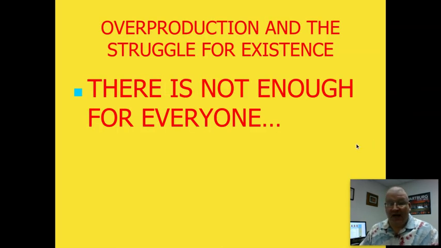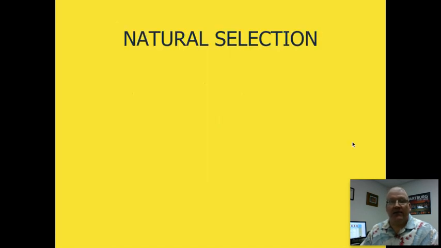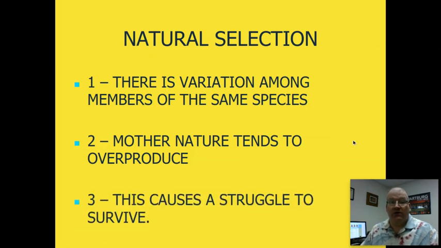Overproduction, there's not enough for everyone, okay? And we're not all going to make it. Okay? If I've got a variation that lets me have an advantage, I've got a shot at it. Okay? Natural selection: variation, overproduction, and struggle to survive.